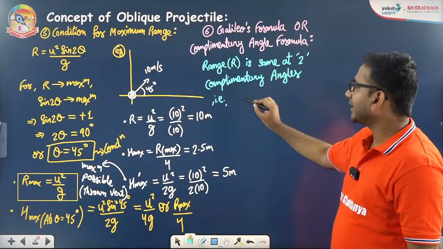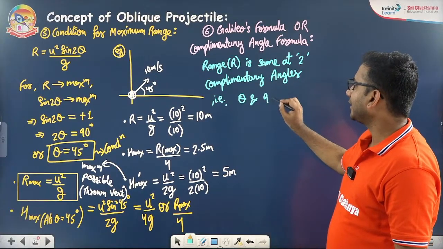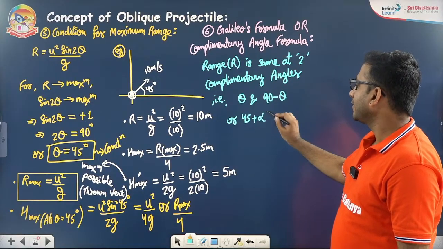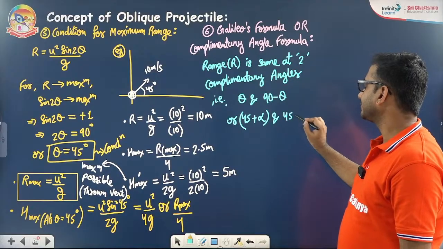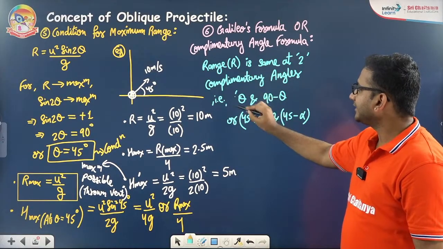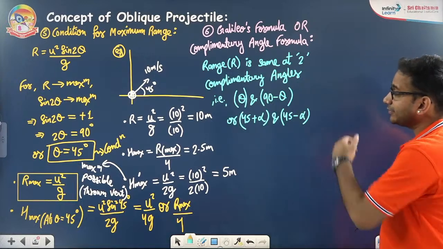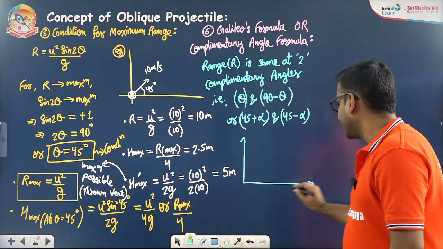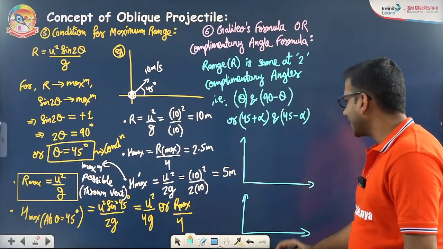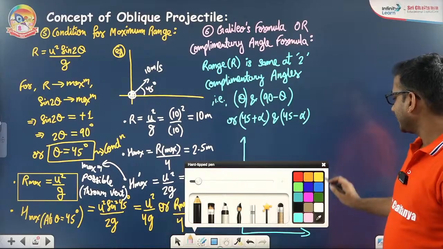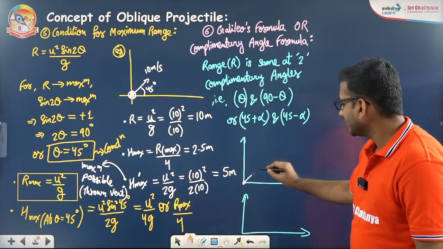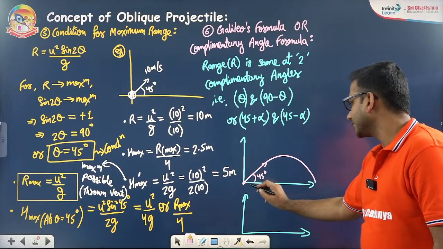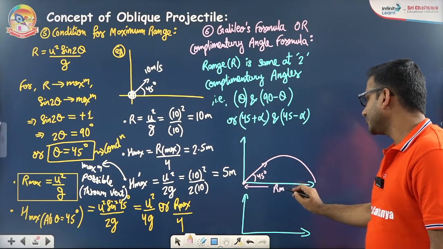So the two complementary angles can be theta and 90 minus theta, or you can say 45 plus alpha and 45 minus alpha. Right? At theta and 90 minus theta, the range will be the same, or at 45 plus alpha and 45 minus alpha, the range will be the same. Let me show you that diagrammatically. Here at 45 degrees, the range is maximum. This is R max.